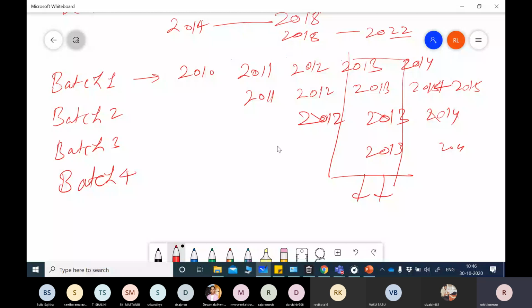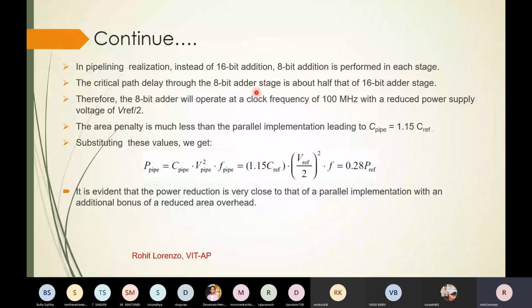So in pipelining realization, instead of 16-bit addition, 8-bit addition is performed in each stage, and the critical path delay through the 8-bit adder stage is about half. Okay, so the area penalty is much less than the parallel implementation, and the capacitance C pipe is just this. And if you substitute all these values, you can see the overall power dissipation is minimized by this. Okay.